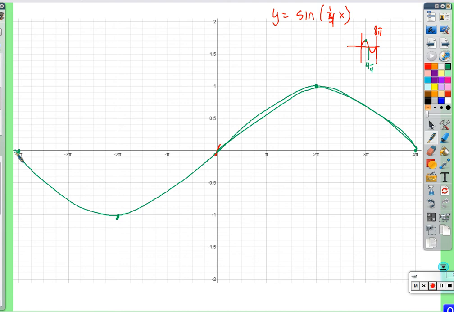All right, let's test it out. So I'm thinking that when I put in 2 pi, I should get out 1, right? If I put in 2 pi, I should get out 1. All right, let's try that out. The sine of 1/4 times 2 pi, 2 cancels with 4, making that a 2, the sine of pi over 2. So when I put in 2 pi, I take the sine of pi over 2, and that is 1, just as I thought.